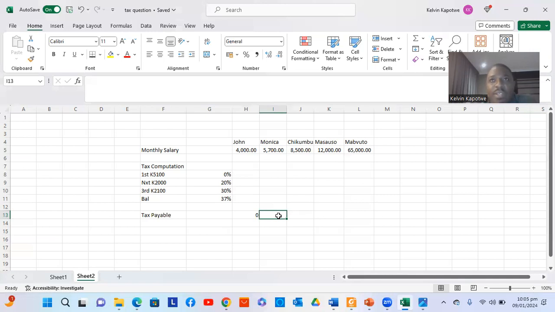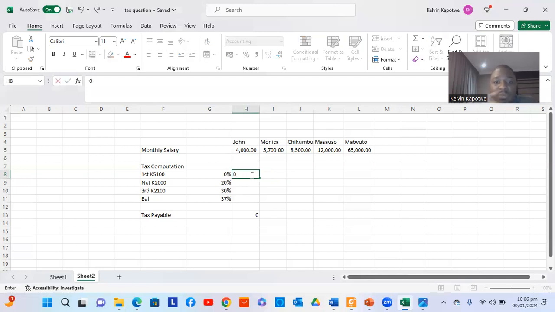5,700 is what Monica gets from her employer. So remember, Monica has been given 5,100, which she must take home. And that 5,100 is not subject to tax. All right. So what does this mean? So the first 5,100 will be taxed at 0%. So the tax that Monica is going to pay is 5,100 multiplied by 0%, which gives you 0. Okay. So Monica is not going to pay any tax on the 5,100.